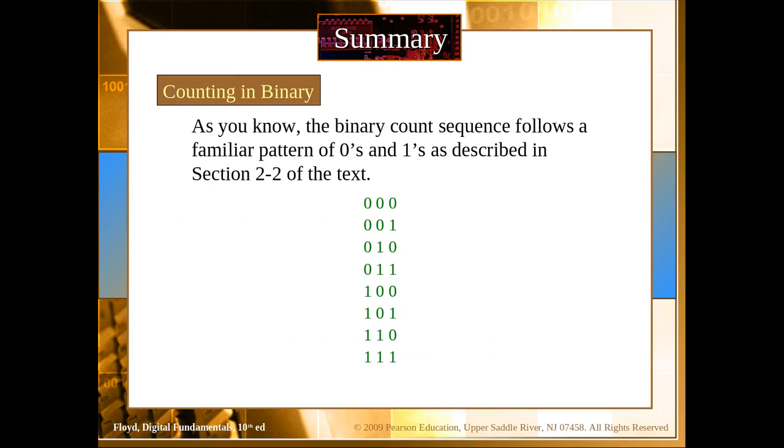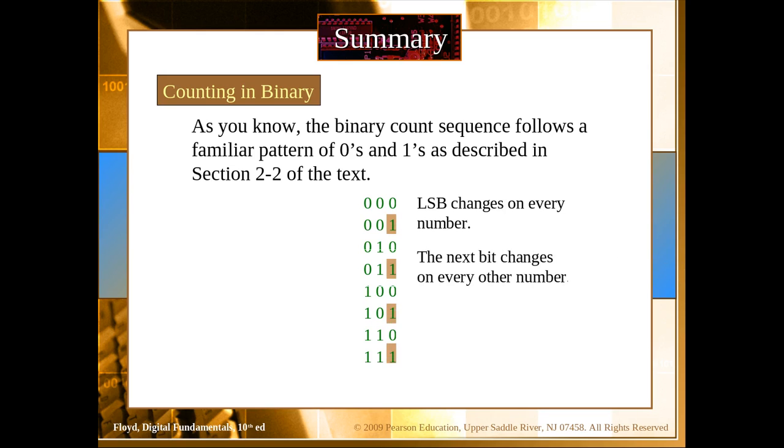We have already discussed counting in binary in our initial chapters. That is, the number increases by 1. So if it's a 3-bit number, it starts with 000, then 001, 010 and so on. Also, if you remember, we discussed a pattern in counting: the least significant bit changes every number, and the second bit changes after every 2 numbers. So you can see the pattern here.